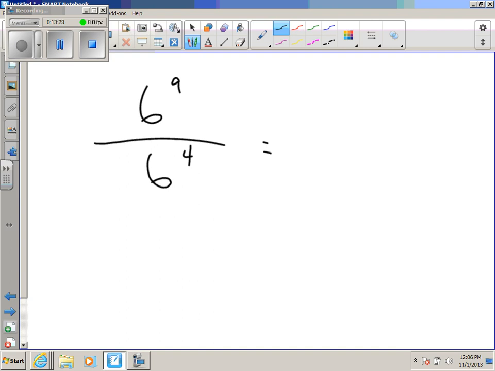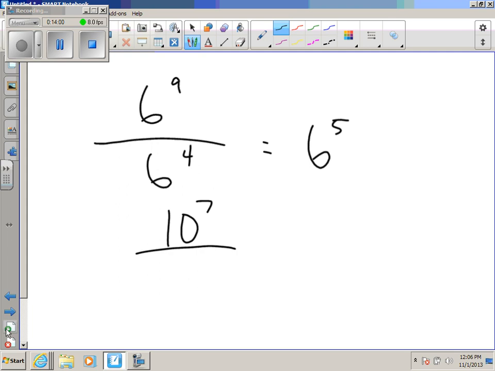6 to the 9th over 6 to the 4th. Again, where do you have more 6's? On the top. So I can just subtract 9 minus 4, and I get 6 to the 5th. If there's more on the top, I can just subtract.